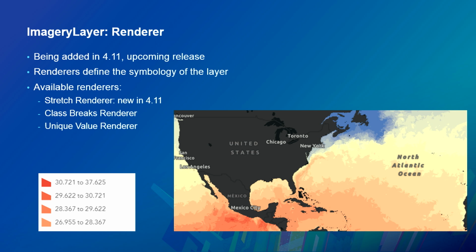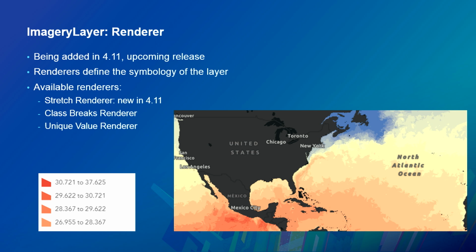Another use case for a stretch renderer is when you have a single band image, say for example temperature data, and you want to be able to render it using a color ramp to give it color values that would better signify what the data contains or what you're trying to show the user. So that's another use case for a stretch renderer. A class breaks renderer will bin the pixel values into different classes, and then you can assign colors and labels to those groups of pixel values.